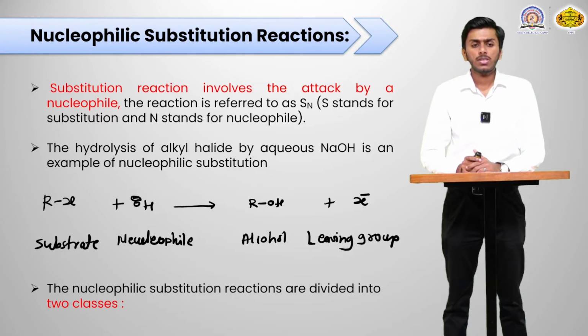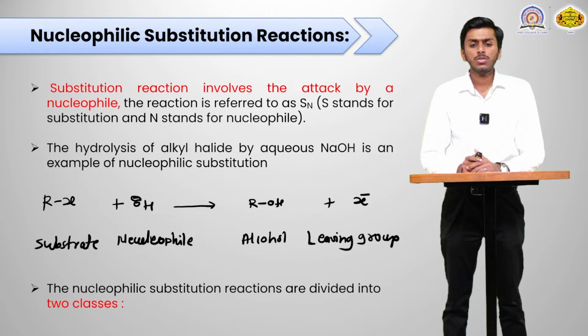Nucleophilic substitution reaction. Substitution reaction involves the attack by a nucleophile. The reaction is referred to as Sn, where S stands for substitution and N stands for nucleophile. The hydrolysis of alkyl halide by aqueous NaOH is an example of nucleophilic substitution reaction. Here we see the general reaction where RX is an alkyl halide as a substrate and OH- is a nucleophile, which gives us the product alcohol ROH and a leaving group, halide.